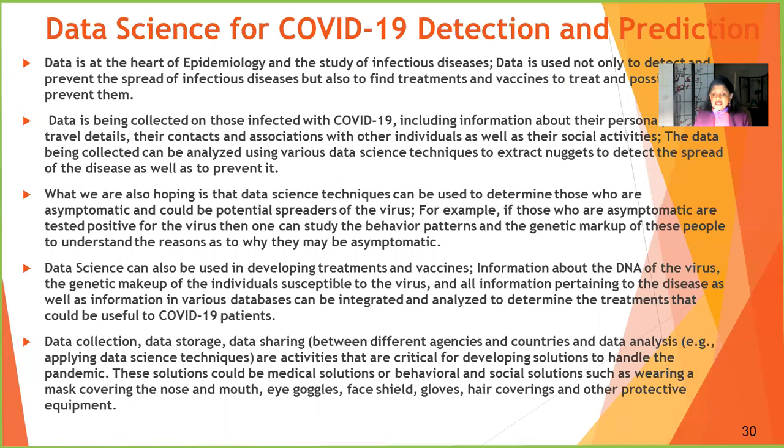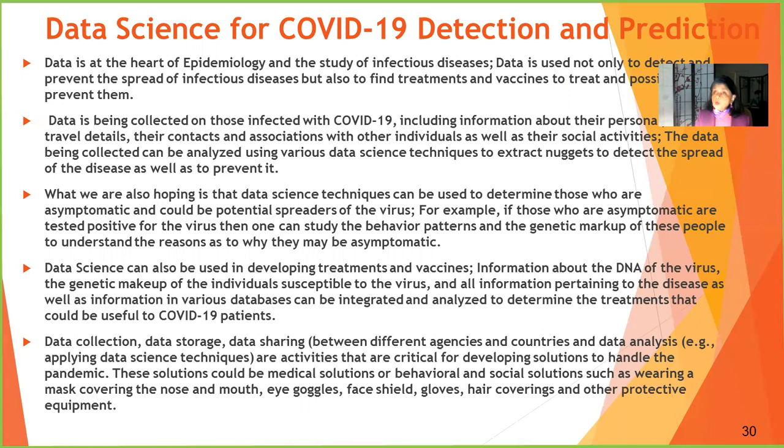What we are also hoping is that data science can be used to determine those who are asymptomatic. That's the challenge, and they could be potential spreaders of the virus. For example, if those who are asymptomatic test positive for the virus, then one can study the behavior patterns and the genetic makeup of these people. Data science can also be used in developing treatments and vaccines. By data science I mean machine learning, AI, data science. For treatments and vaccines, information about the DNA of the virus, the genetic makeup of the individuals susceptible to the virus, and all the information. So why is it that some people are falling really sick, some people don't have even symptoms, and some people have just mild symptoms?